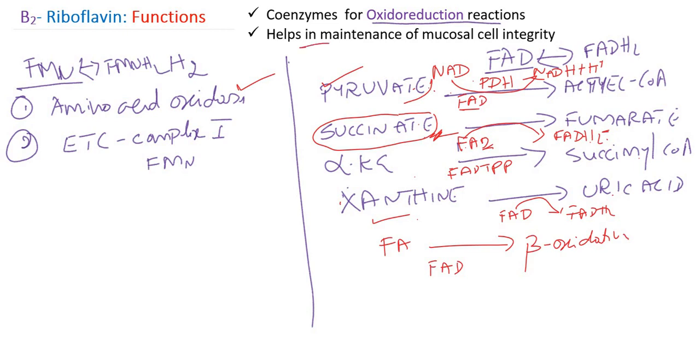They also help in maintenance of mucosal cell integrity, especially mucosal epithelial cells and also skin. So with any deficiency of this particular vitamin, there will be loss of mucosal cell integrity, and we can see ulcers and so on. We will discuss this in the deficiency disorders. So these are the important functions. They act as an electron carrier for oxido reduction reactions, which can occur in amino acid, protein, carbohydrate, lipid, and also the electron transport chain. And they also help in maintenance of mucosal cell integrity.